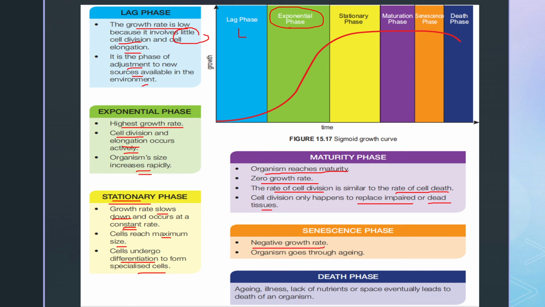Okay, kita lihat garis ini dia turun ke bawah sedikit, right? So negative growth rate means the organisms now are going through the aging process, penuaan. And the last phase is that more obvious. You see the line is going down, downwards. Okay, that means in this phase, aging happens, illness, okay, there's lack of nutrients or space, eventually leads to death of the organisms.